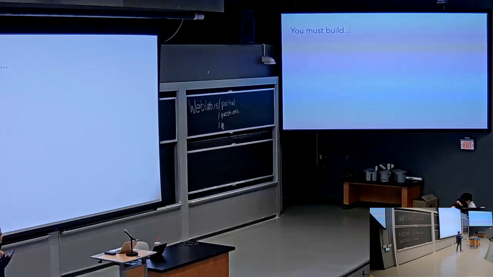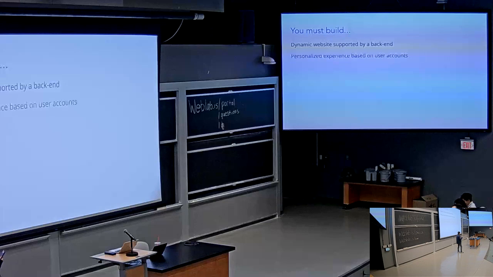So what are some of the guidelines for building your website? So first, you must build a dynamic website supported by a backend. You also must build a personalized experience based on user accounts. So signing in with one account should give a different experience to the user than another account. You also must have minimum security requirements. Most people use Google OAuth, but you can choose however you want to have security implemented on your website.